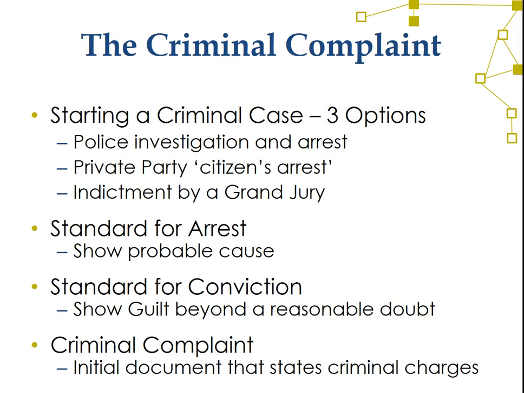Now, the standard for an arrest, and we'll talk more about this later on, but we should already know this by now, is what we call probable cause. In order to arrest somebody or search them even, or to get a search warrant issued or an arrest warrant for someone, that particular standard is the standard of probable cause. Now, the standard for conviction is a little bit higher, and that is to show guilt beyond a reasonable doubt.